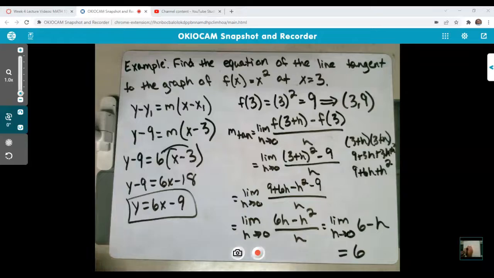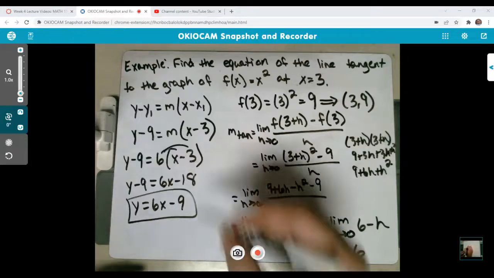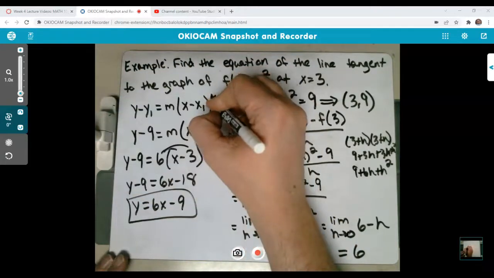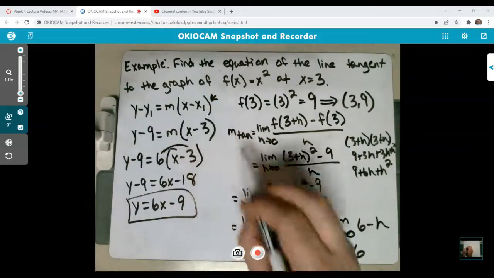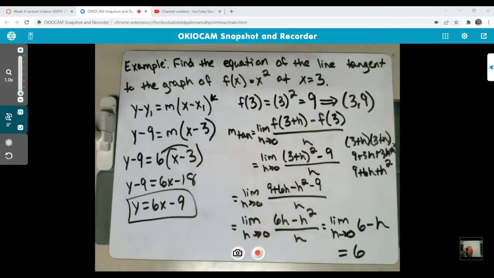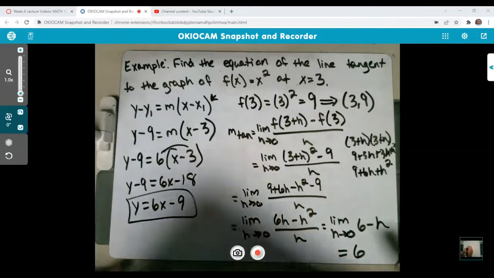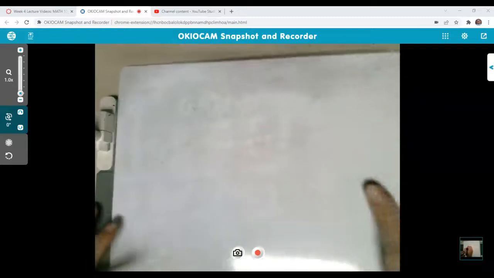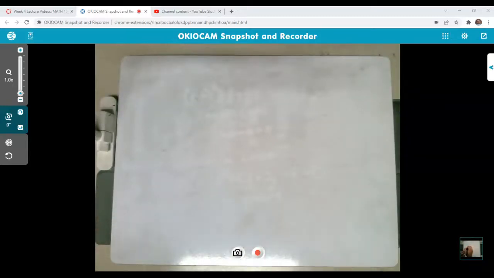The big thing there is to remember point slope form, which is this right here. This is point slope form. Remember that. And then remember how I get the slope: it's the limit as h goes to 0 of f of x plus h minus f of x all over h. Let's do another example.